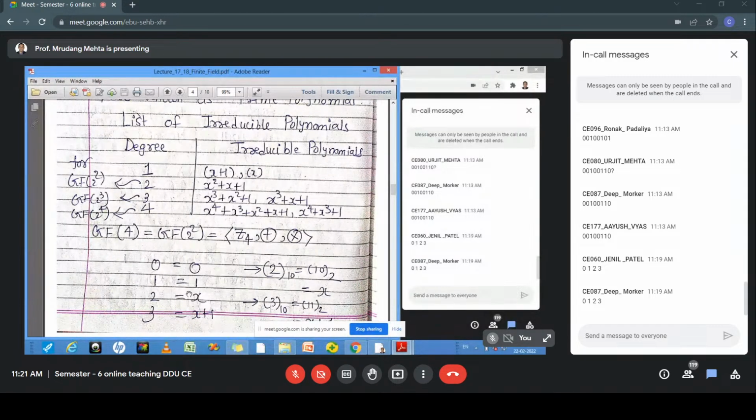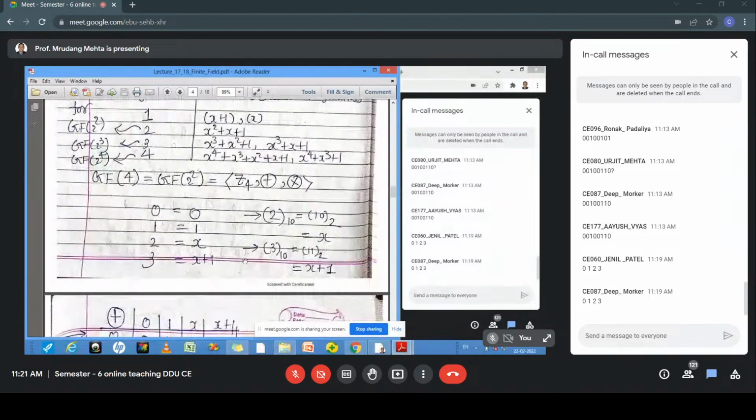3 is represented as a polynomial of the same degree, x plus 1. 3 is binary 1 1. So 1 into x raised to 1 plus 1 into x raised to 0. So that is x plus 1. So we have found four elements of GF4 and which are over this operator.